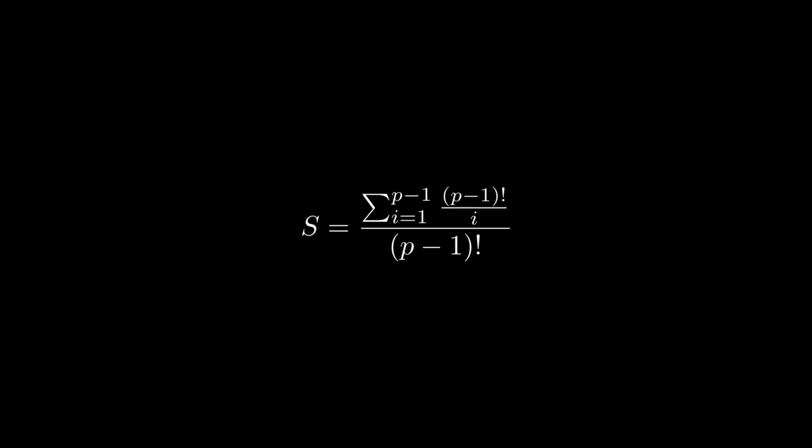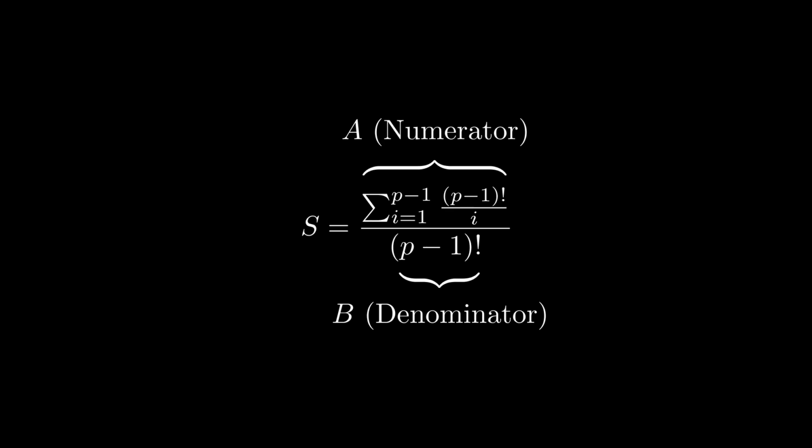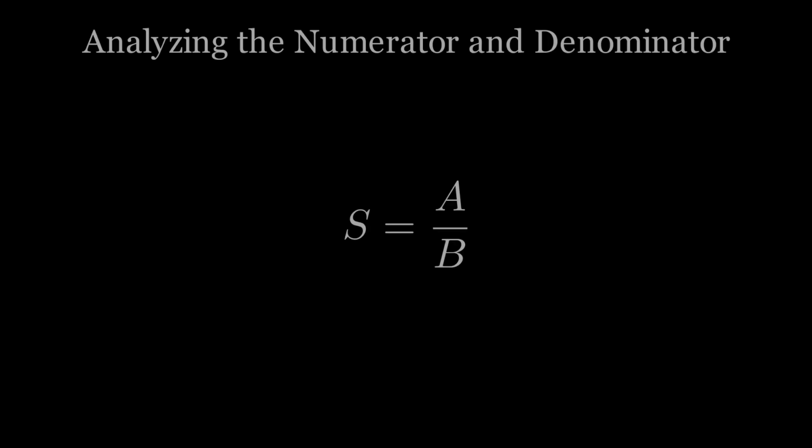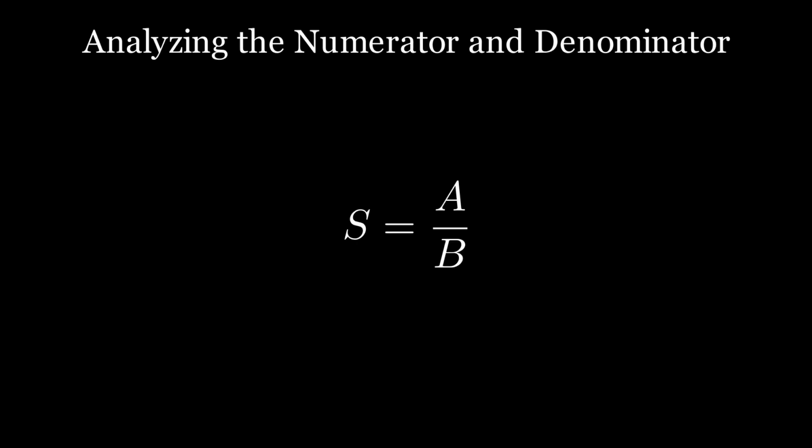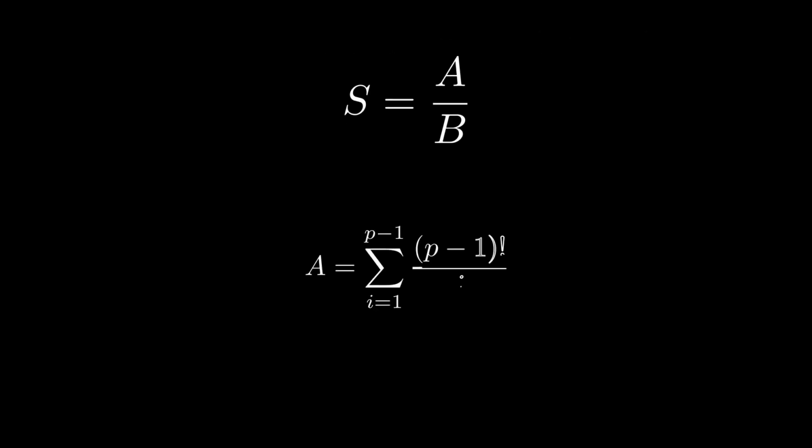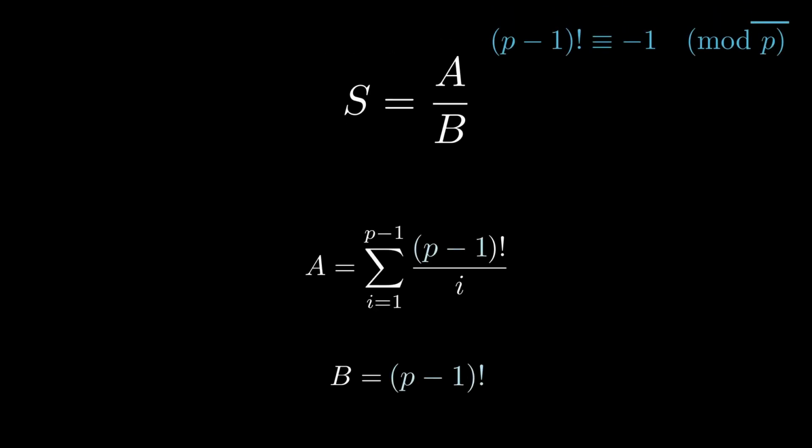Now let's label the numerators with a and denominators with b. Now, our goal is to figure out whether a or b is divisible by p. And one really useful tool for that is to work modulo p. But before we jump into that, let's zoom in a little on a and b. Remember Wilson's theorem? Now take a look. Both a and b actually contain p minus 1 factorial. That's our common denominator after all.